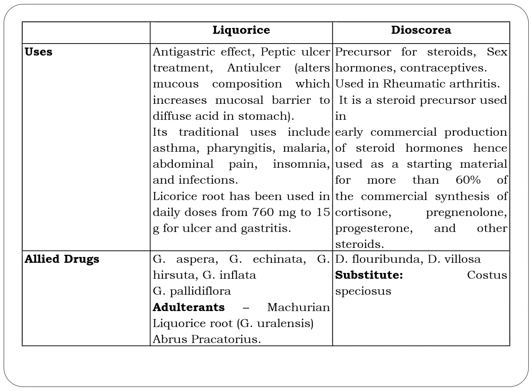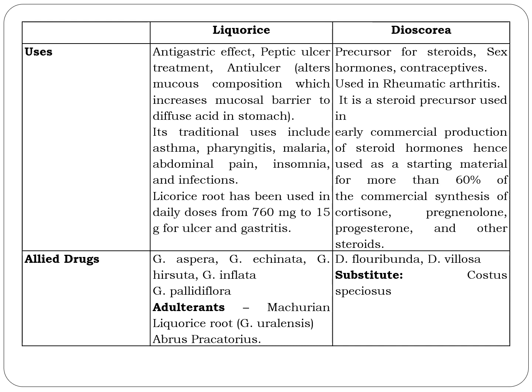Whereas Dioscorea acts as a precursor for steroids, sex hormones and contraceptives. It is used in rheumatic arthritis. It is a steroid precursor used in early commercial production of steroidal hormones, hence used as a starting material for more than 60% of the commercial synthesis of cortisone, pregnenolone, progesterone and other steroids.